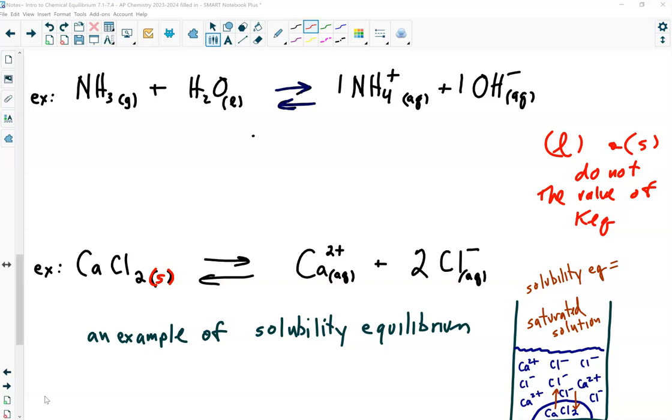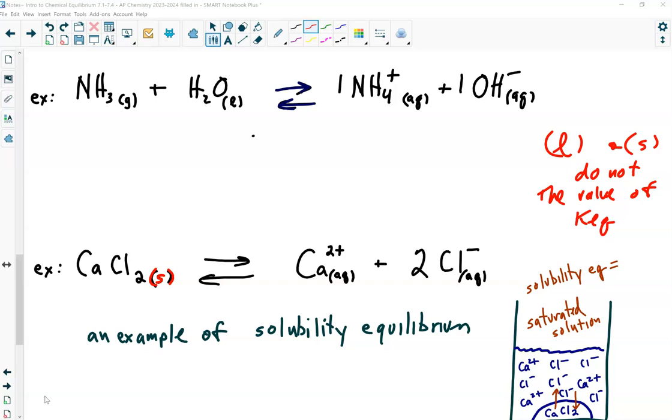And it turns out what these guys found out, Goldberg and Waage, was that pure liquids and pure solids don't affect the numerical value of the equilibrium constant. We're going to learn why, but not today. So solids and liquids don't affect the value of the equilibrium constant, but gaseous substances and aqueous substances do.